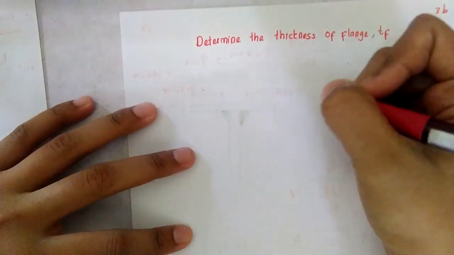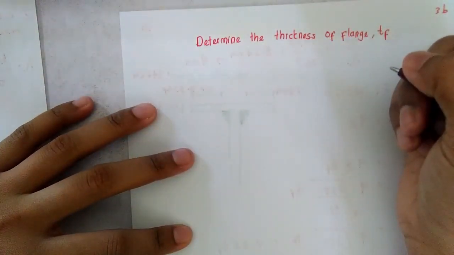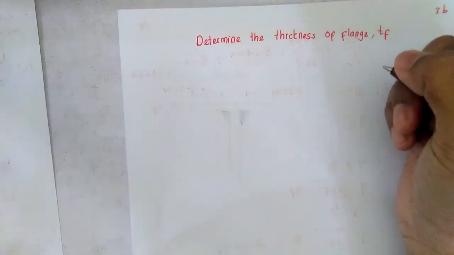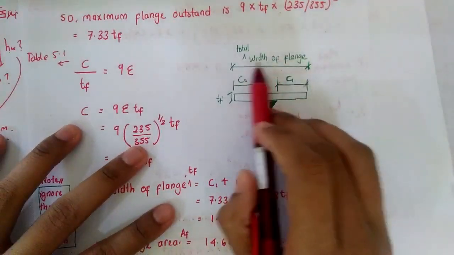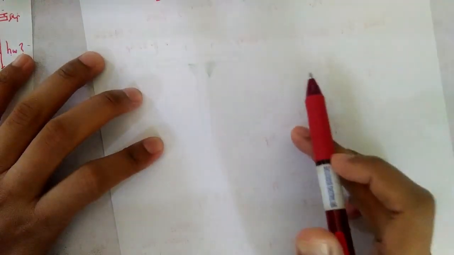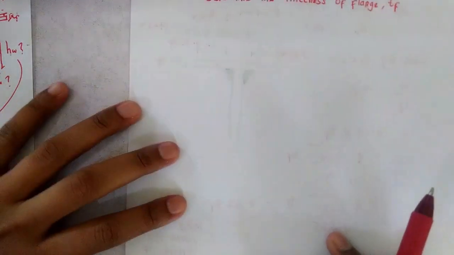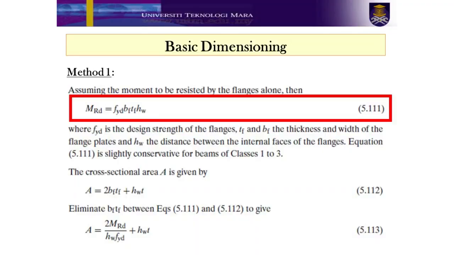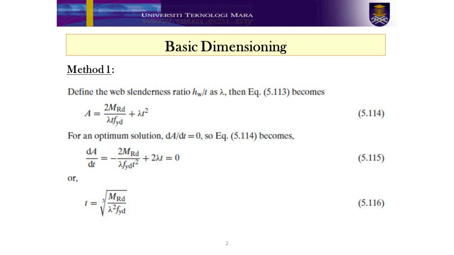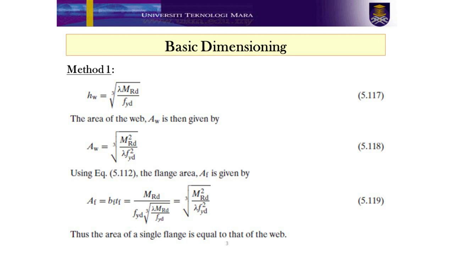Okay, class. So now, once we have determined the width of the flange, because we have calculated the width of the flange, now we calculate the thickness of the flange. To calculate the thickness of the flange, you have to refer to our notes, whereby there are several ways of designing the plate girder. At the moment we are using method 1.